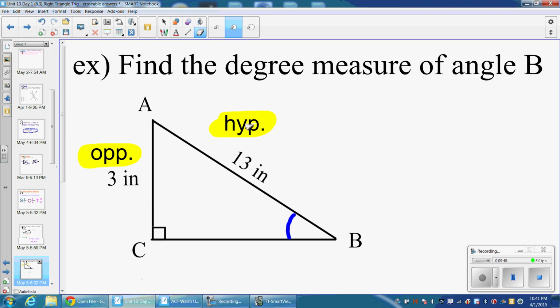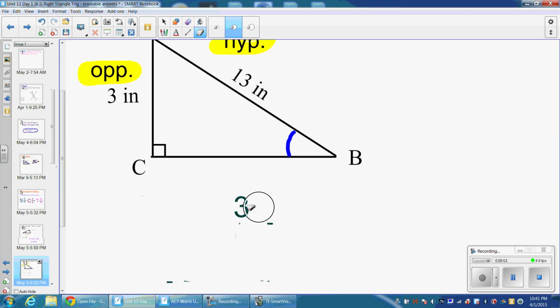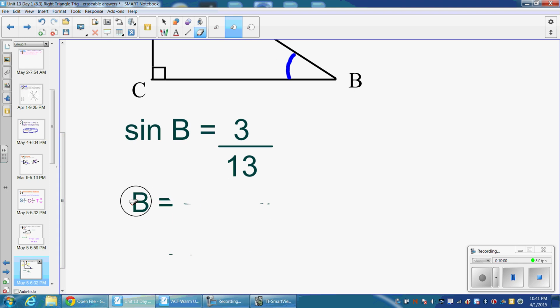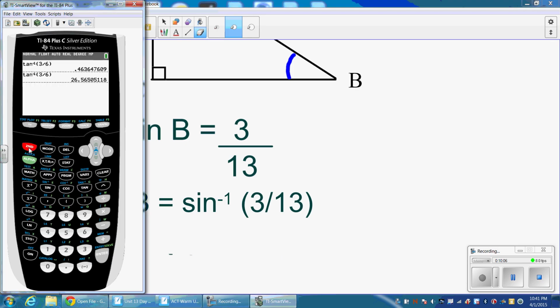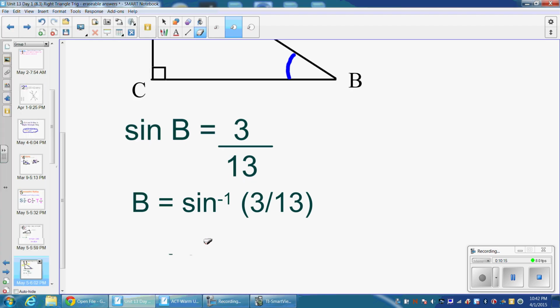All right, so working with the opposite and the hypotenuse, that is the sine ratio. So I get sine of angle B is equal to 3 over 13. And to undo the sine, I use sine inverse. So B is equal to the sine inverse of 3 over 13. And to type that in, I hit second sine. 3 divided by 13. And I get 13.34 degrees for B.